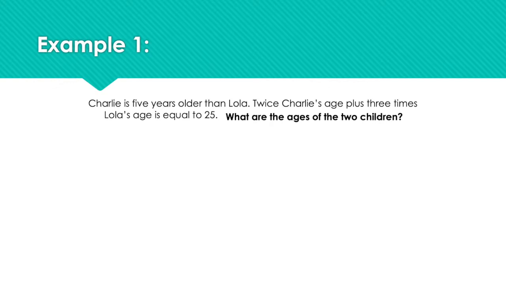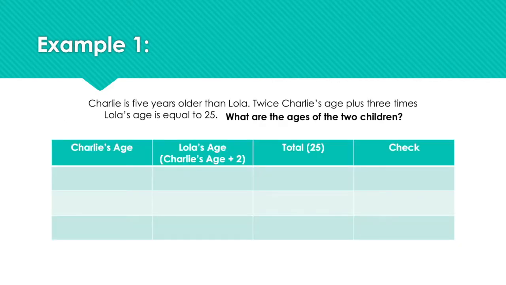Now, in this question, we actually have 2 unknown values. We don't know Charlie's age and we don't know Lola's age. So we can't use the strategy that we were using yesterday, which was just direct computations with this information. We're going to have to guess one of their ages and then figure out the other age. So I'm actually going to draw a guess and check table.